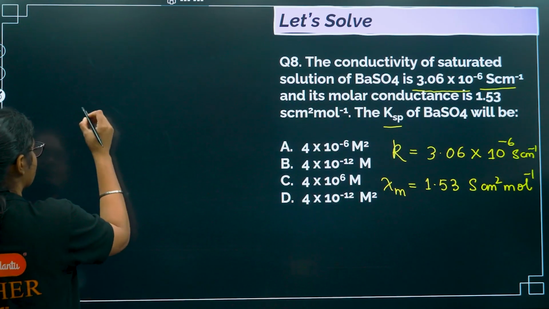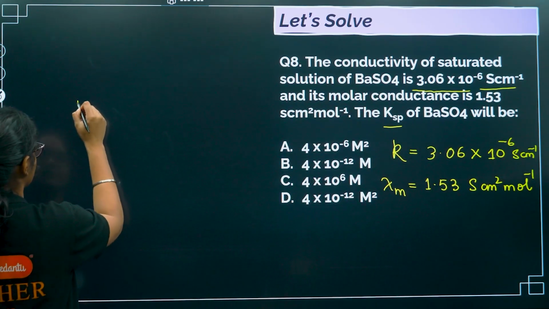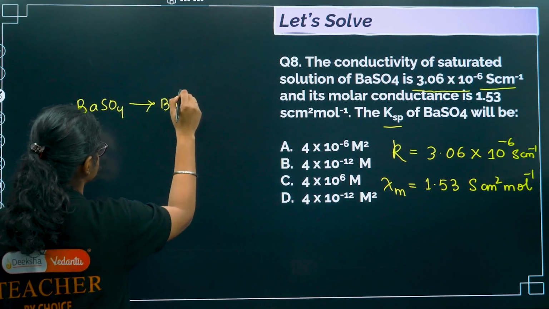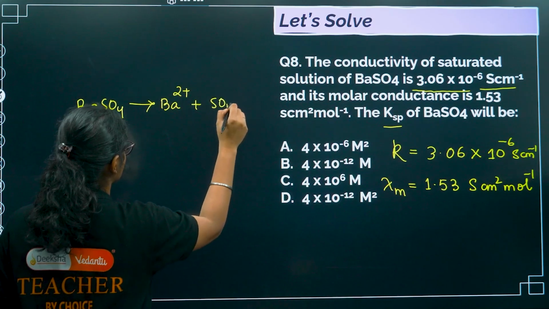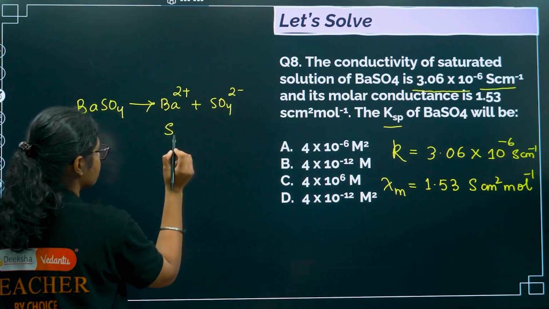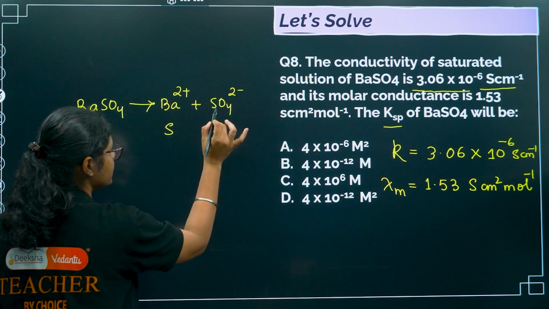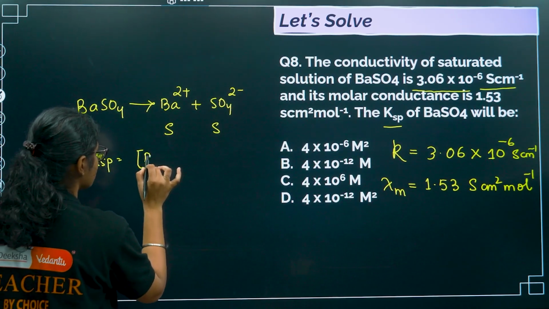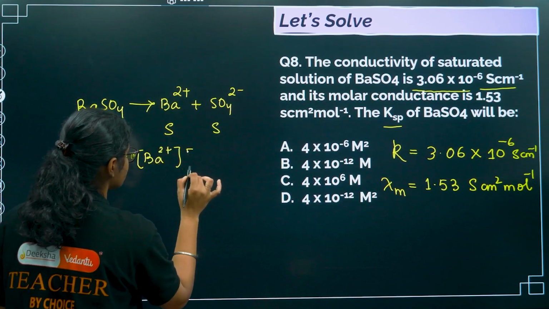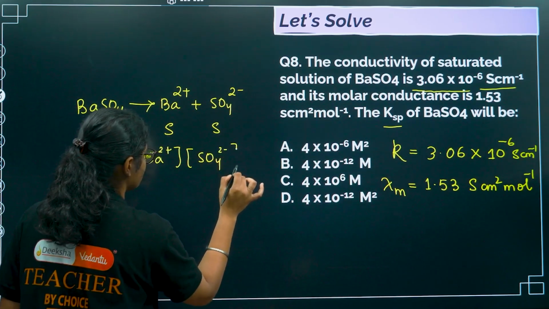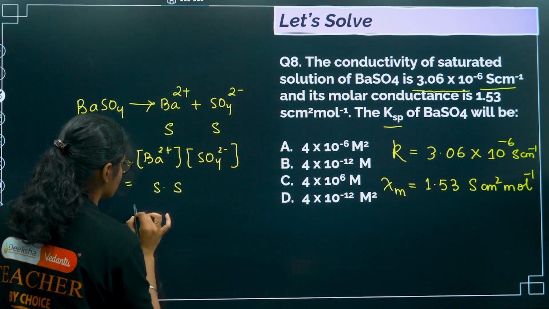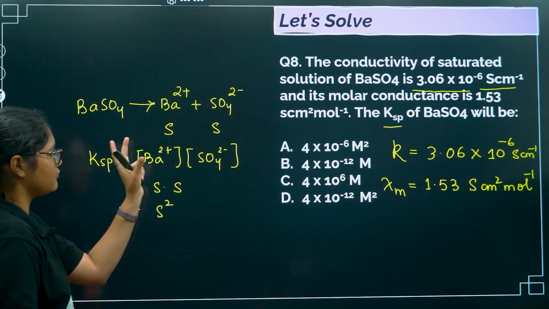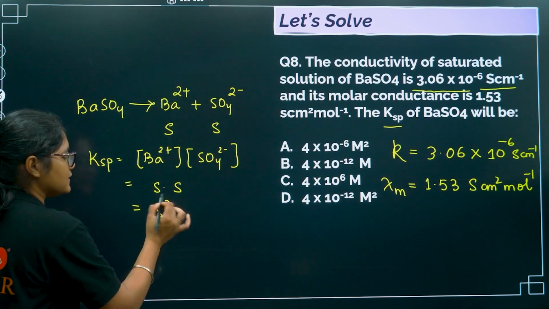Okay. So now, for example, if you have any salt, barium sulfate is given, then how will barium sulfate dissociate in water? Ba2+ and SO4 2-. So we will say that the solubility of Ba2+ is S and the solubility of SO4 2- is S. Then what will be KSP? KSP is the concentration of Ba2+ times the concentration of SO4 2-. So if I take S into S, what I'll get? S square. So the solubility product of barium sulfate is S square. What is this S? Nothing but concentration.